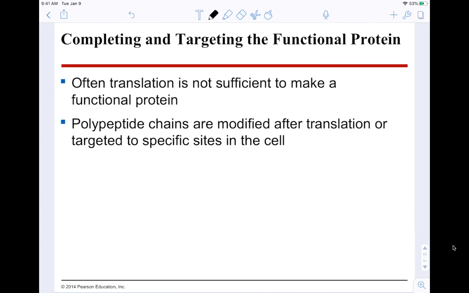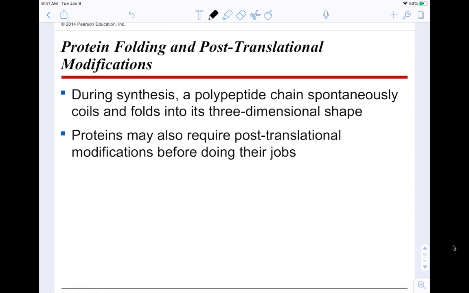So, completing and targeting the functional protein. Often translation is not sufficient to make a functional protein. Sometimes you have many different polypeptides that make up a functional protein, which means you would have to attach all of them together, or sometimes there's extra processing that needs to happen. Polypeptide chains are modified after translation or targeted to a specific site in the cell where they're then going to either fully assemble or meet up with other things that they need to finalize themselves.